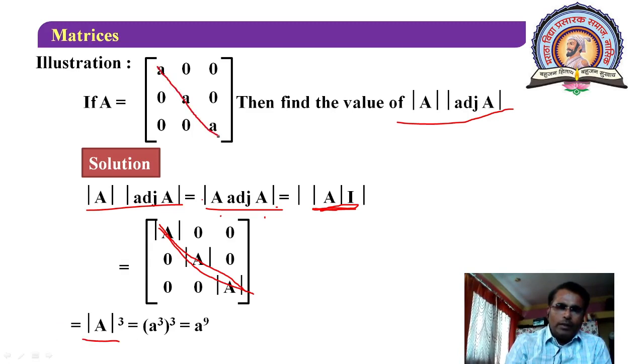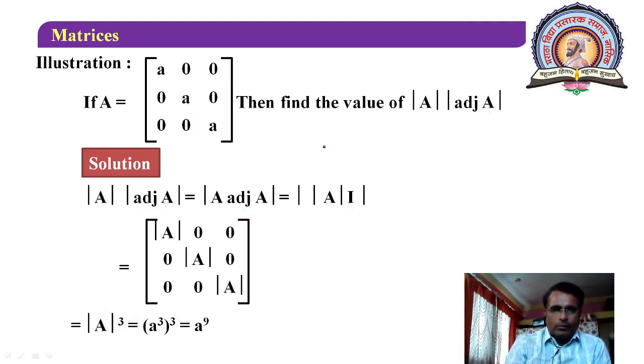A into A into A, it is small a cube. So, small a cube raised to 3, this power is coming as it is. This is determinant of A. Okay. So, what are we getting? A raised to 9. This way you can consider the use of properties of inverse and adjoint.